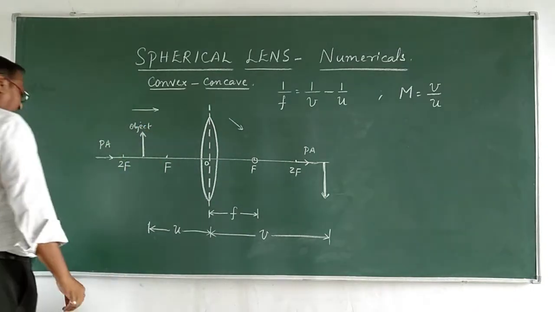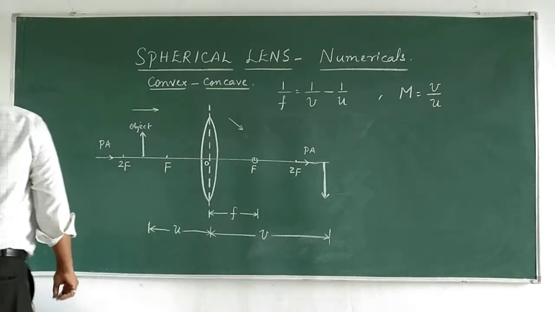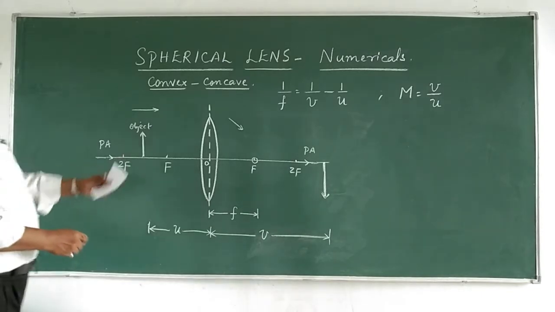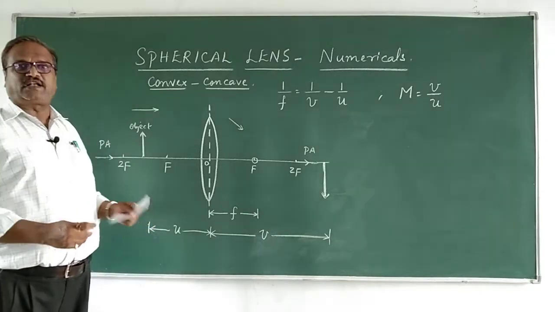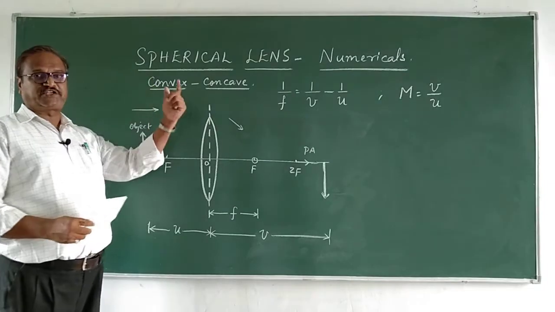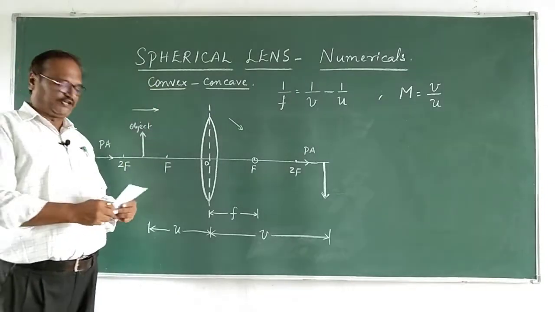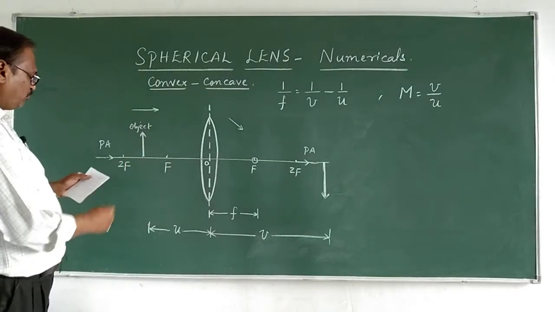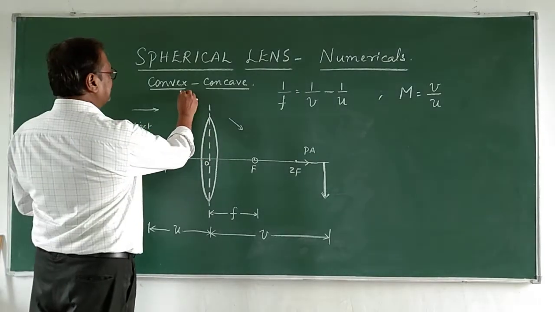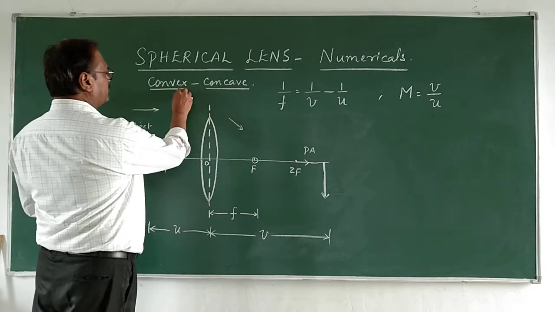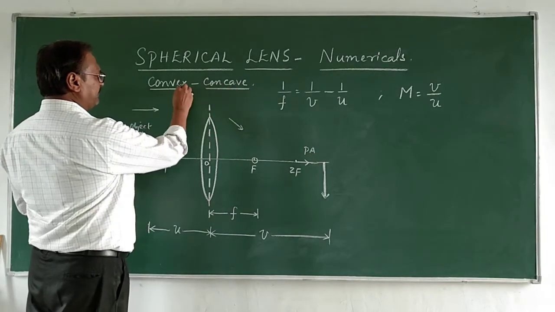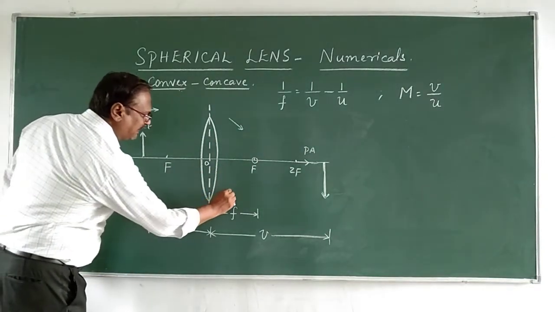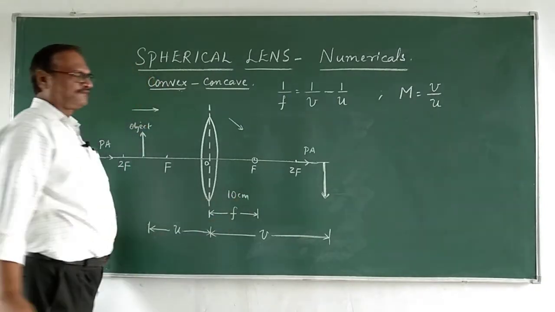So let us say, for example, I got some numericals with me. I have taken it from the NCERT textbook of class 10. In class 12, you will have the derivation of this, which I will do in another video. For the sake of both class 10th and 12th, I have taken a numerical with a convex lens. Lenses are of two types: one is the convex lens, another is the concave lens. I have taken the convex lens here. The focal length is 10 centimeter.